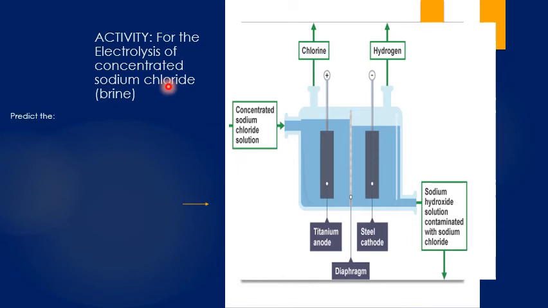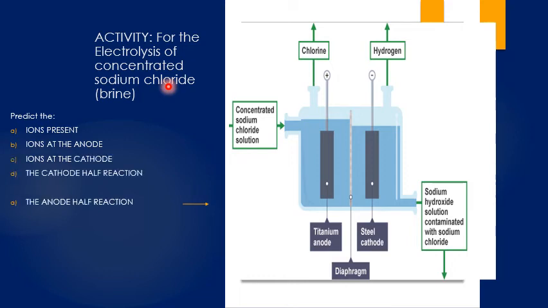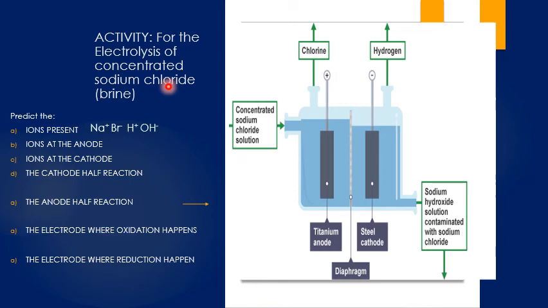So here we have the electrolysis of concentrated sodium chloride, which is called brine. Now we're going to predict the ions present, at the cathode half reaction and the anode half reaction. The electrode where oxidation happens and the electrode where reduction happens. So what are the ions present now? Sodium, bromine, H plus, and OH negative. What about the ions at the anode? That's going to be all of the negative ones, so bromine and hydroxide. At the cathode, all of the positive ones.